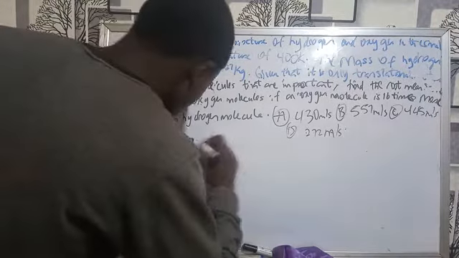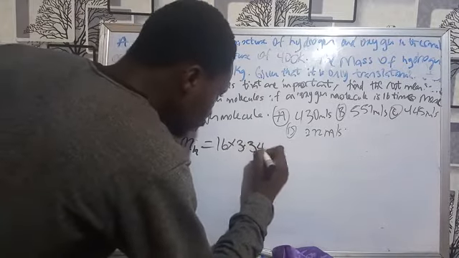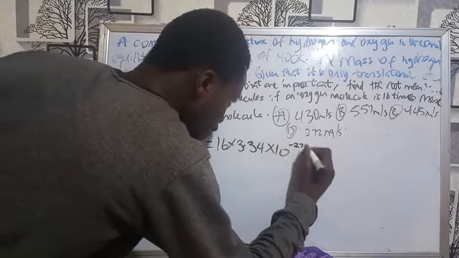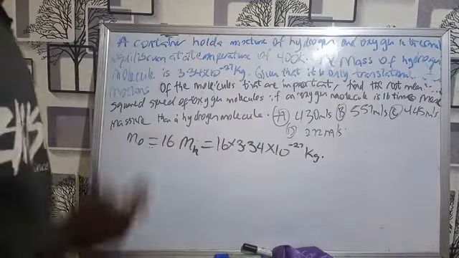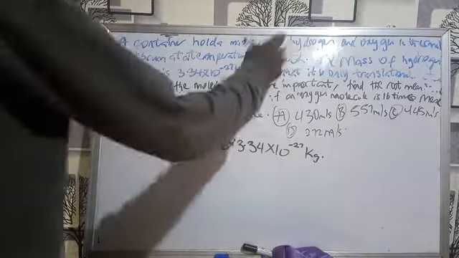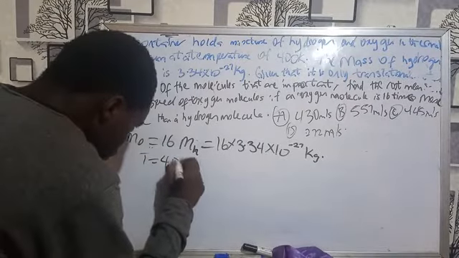Therefore, the mass of an oxygen molecule is 16 times 3.34 times 10 to the power minus 27 kg. We have this. Also, we are given the temperature. Since we are given one temperature, we know it's at thermal equilibrium, so every molecule inside the container is at 400 Kelvin.